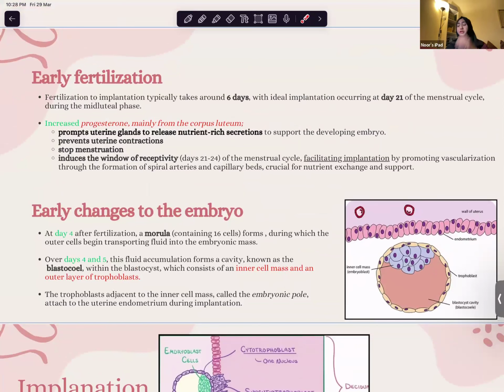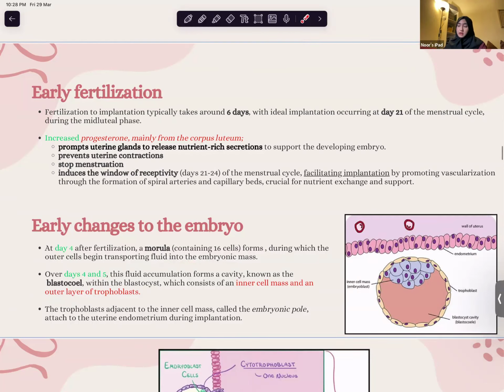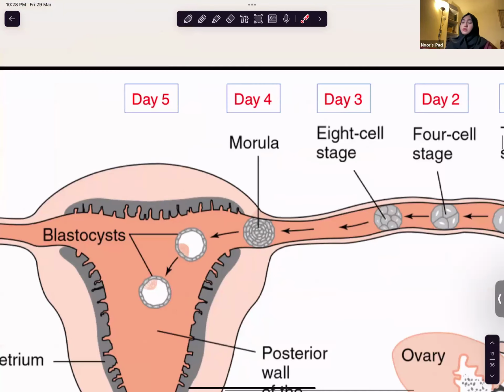Now, talking about early changes to the embryo. At day 4 after fertilization, a morula is formed, during which the outer cells begin transporting fluid into the embryonic mass. I'll come back to this picture. Look, at day 4 after fertilization, a morula is formed. The next day, these gray cells try to produce fluid inside the egg. Once they produce fluid in here, you see that this white area is the fluid.